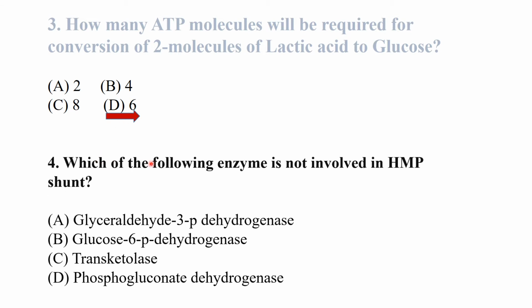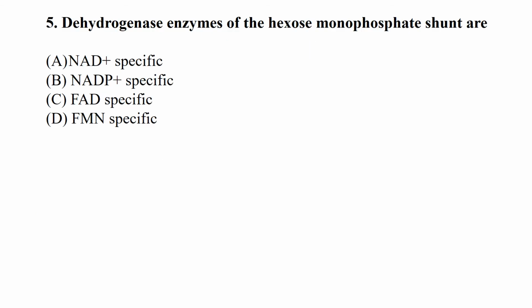Question number 4. Which of the following enzymes is not involved in the HMP shunt? Hexose monophosphate pathway is also called the HMP, and it's also called the pentose phosphate pathway. So the enzyme not involved in the HMP shunt is glyceraldehyde 3-phosphate dehydrogenase, which is not part of the HMP pathway. Dehydrogenase enzymes of the hexose monophosphate shunt are mainly NADP specific.